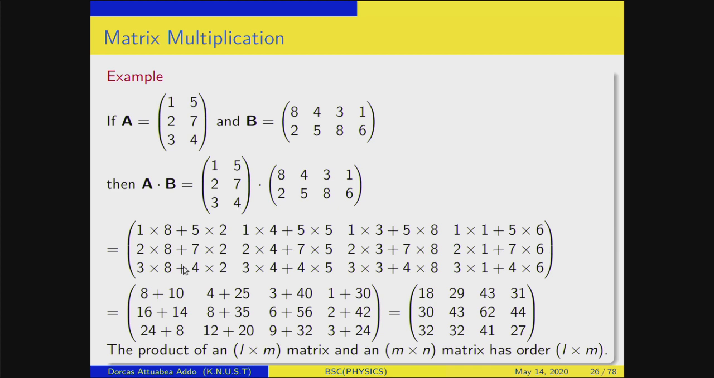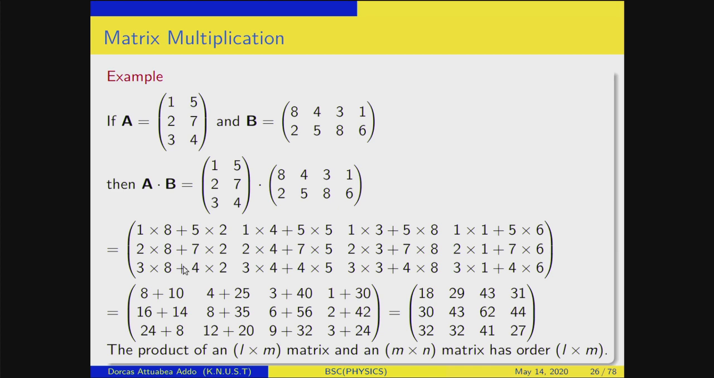1 times 8 will give you 8 plus 10 here. So 1 times 4, 4 plus 5 times 5. You do the same thing for the first row and the second row. If you look at the third row too, you have 3 times 8, which is 24, plus 4 times 2, which is 8. Then 3 times 4, 12. 4 times 5 is 20. Then you do this, you get that. So if you simplify, this is the matrix, the products of the two matrices A and B.